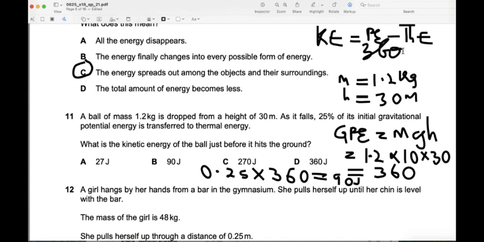If you're a math student, you already know this is like subtracting one quadrant. So when you say 360 minus 90, you get 270. That will be equal to 270. So that's our answer. The kinetic energy is 270 joules, which is this one, C. Okay, so that's that for this.